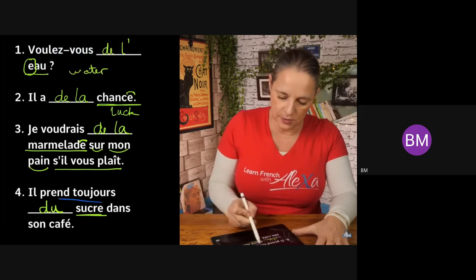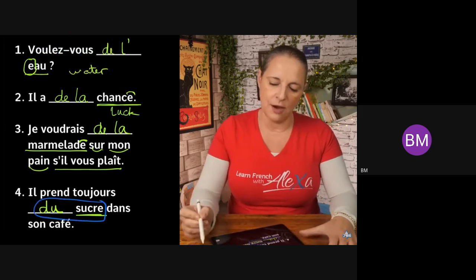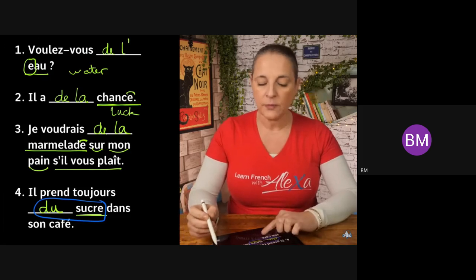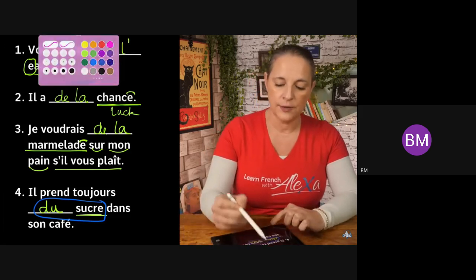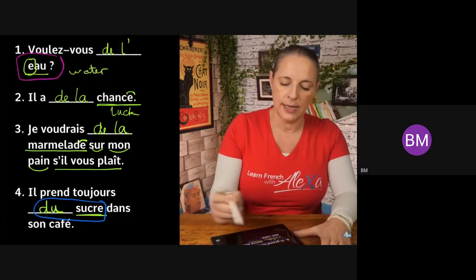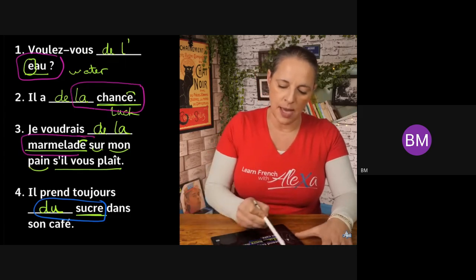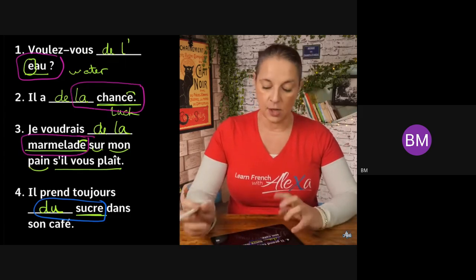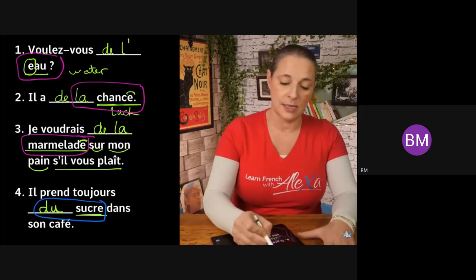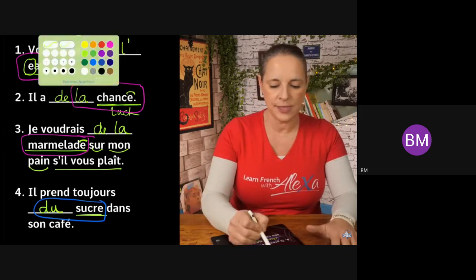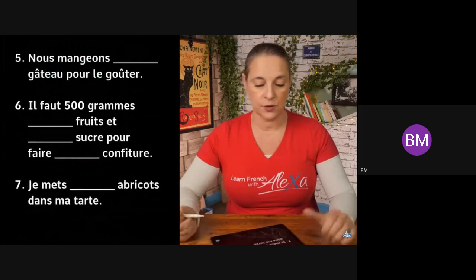And what I'm going to do to help you here, I'm going to underline the colors for the genders. Now, eau is feminine. Chance is feminine. Marmelade is feminine. Sucre is masculine. I know it ends with an E, but it's one of those exceptions that you've got to get used to.